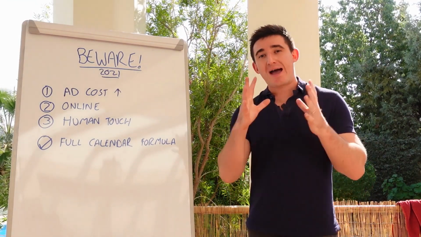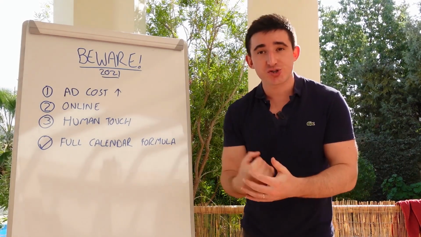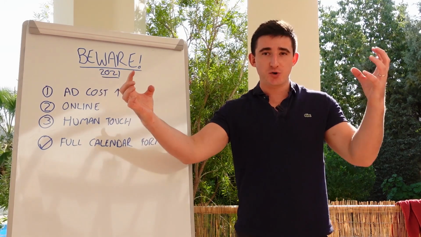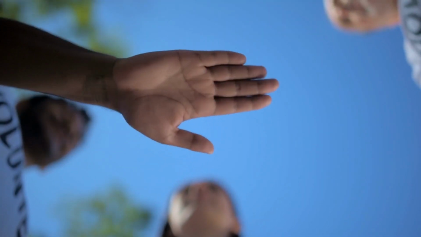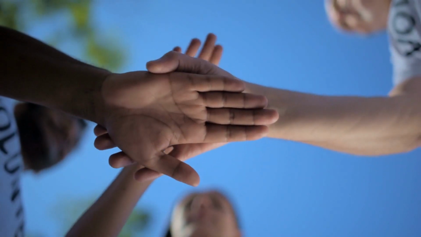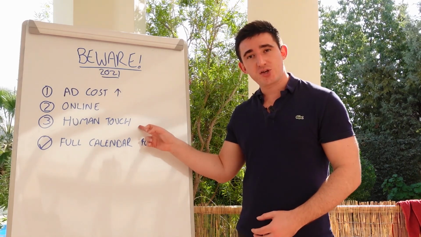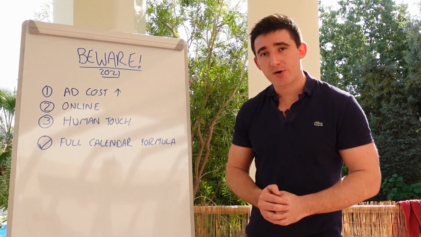formula. Now, how the full calendar formula works is it's way more efficient at turning a prospect into a customer in the shortest amount of time, because it focuses on the human touch, right? There's a lot of automation in there, but there is human touch and hand-holding required in this process and in the strategy.